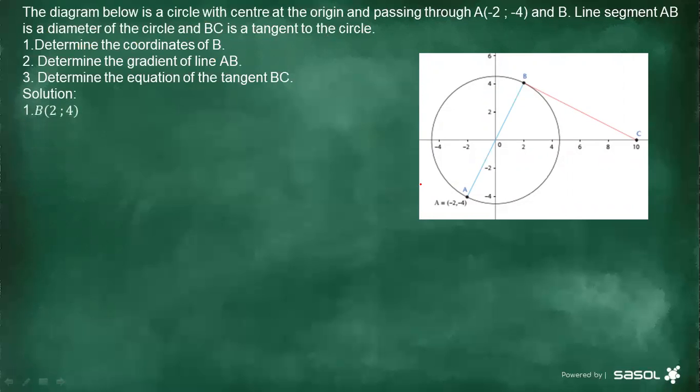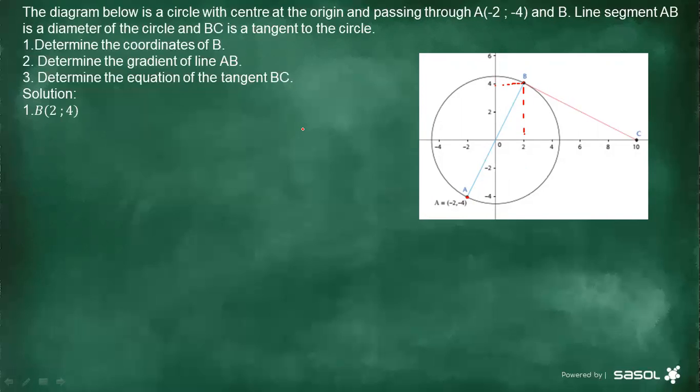The coordinates of B are going to be (2, 4), because if you look at this line, the coordinates of point A are (-2, -4), and we know the distance from this point to the center and from the center to this one is equal. You can see it's positive 4, and then you can see it's positive 2. So that is the coordinates of B, which is (2, 4).